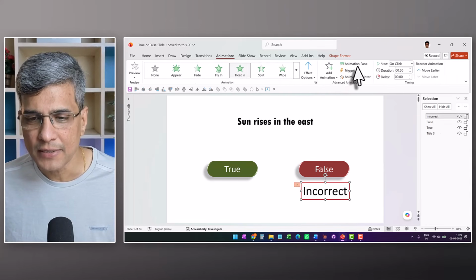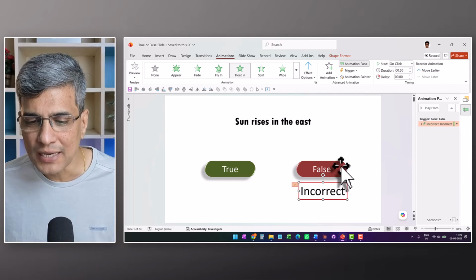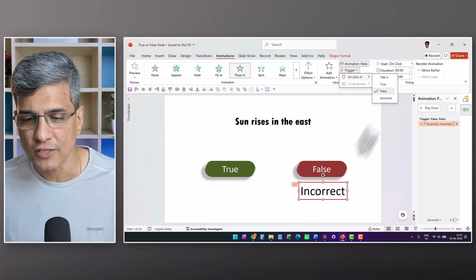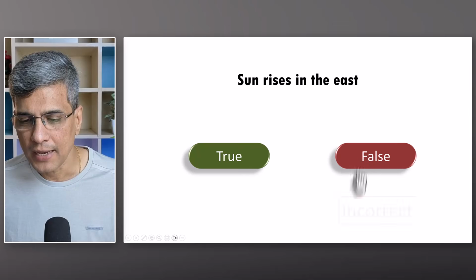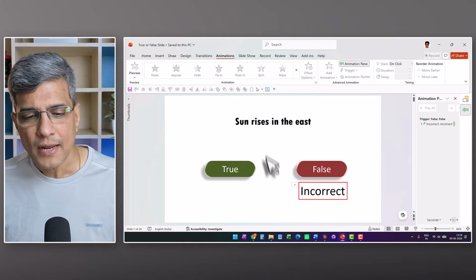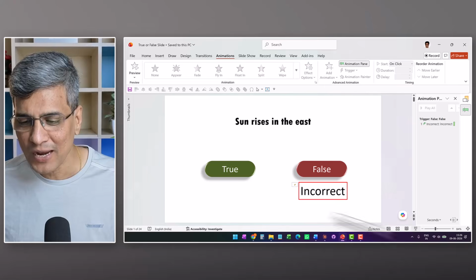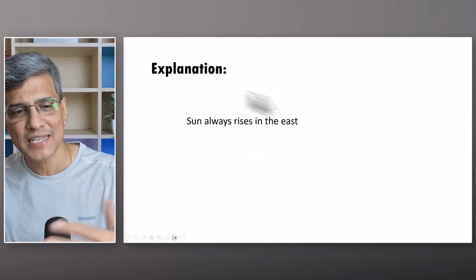And this happens in the animation pane. You can say that this floats in on the click of this. This is triggered by clicking on false. So when I click on this, this floats in. So you can see I click on this, it floats in. Now, I don't really have to do anything to the other option, which is the right option, because whenever I click on this or anywhere else on the slide, it automatically goes to the next slide, which has the explanation.